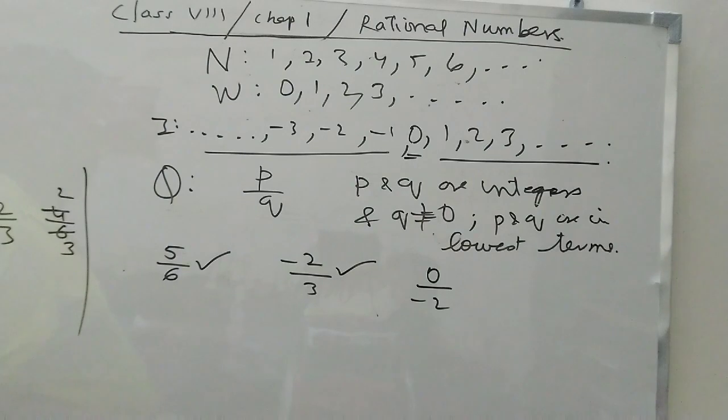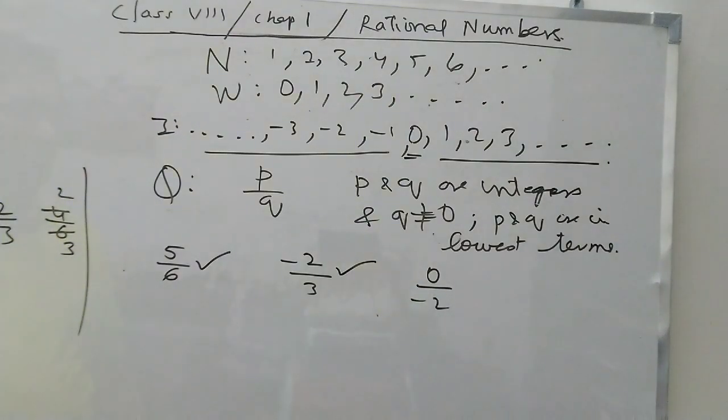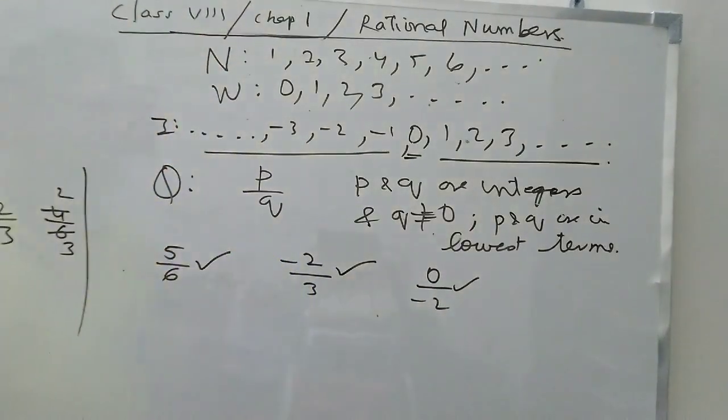Denominator should not be 0. We never said numerator can't be 0. Denominator cannot be 0. So yes, denominator is not 0. Denominator is minus 2. So both the conditions are satisfied. Of course, all of them are in lowest terms, which I am taking right now. So yes, is this a rational number? Yes, this is very much a rational number.